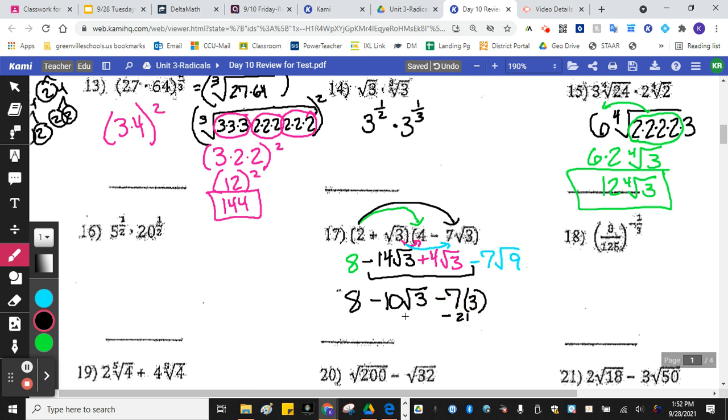So 8 minus 21. 13. Way off. Negative 13 minus 10 square root 3.